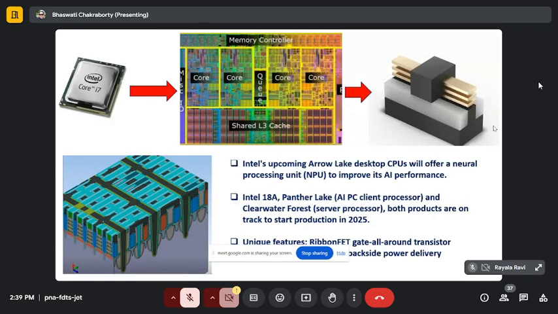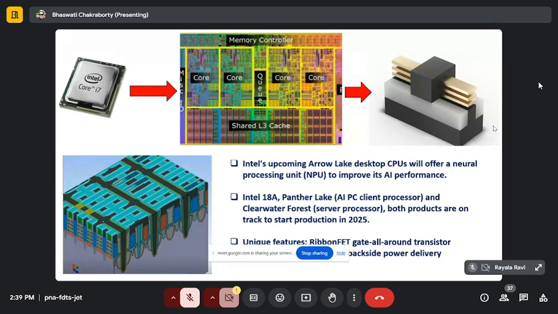Presently, I am working at Intel Corporation, and here I have worked on the 18 Angstrom process node, which is going to be, I mean, released soon.